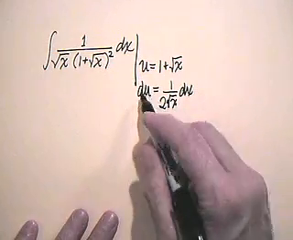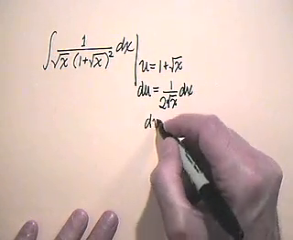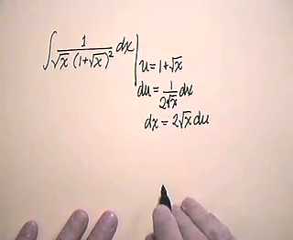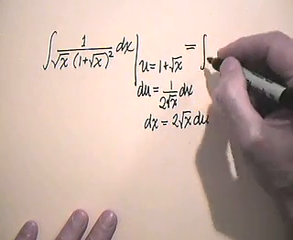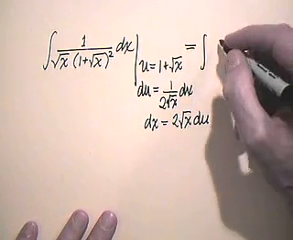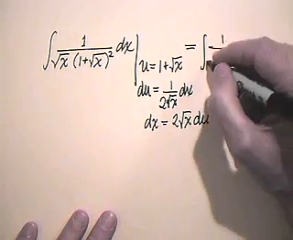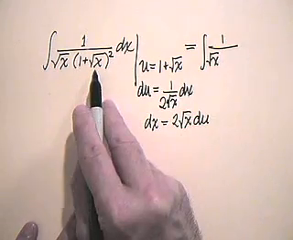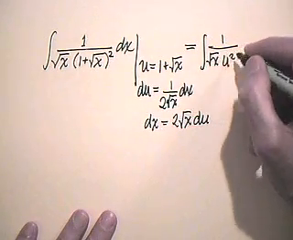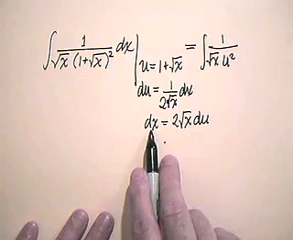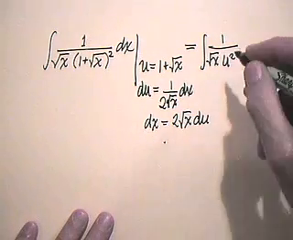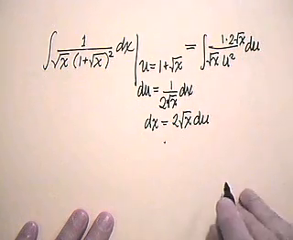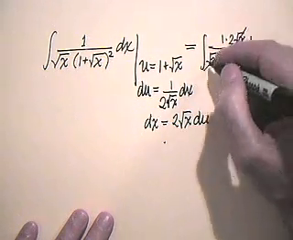So multiplying this one out, we see dx is 2 root x du. So let's substitute in. We have the indefinite integral of 1 over square root x. And look, 1 plus square root x, that's just u, so we have u squared. And then our dx is 2 square root x du. So let's put 2 square root x du. And notice the square root x cancel.